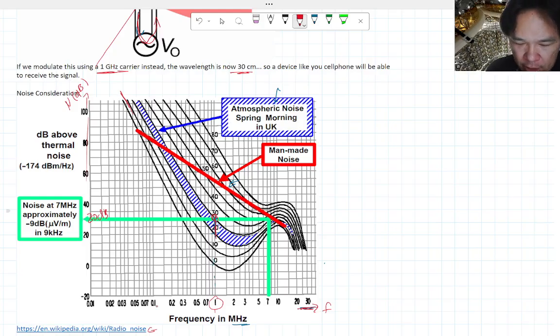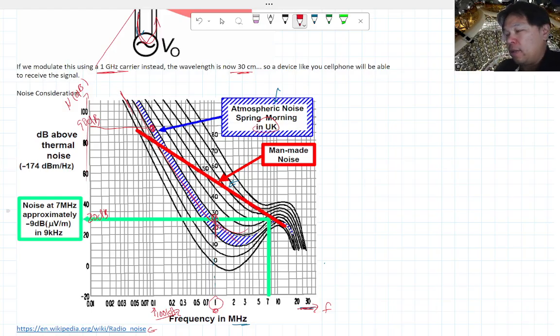So in this case, if I start at 1 megahertz, 30 decibels is noisy, but maybe we can deal with it. But if we go down to 100 kilohertz, 0.1 megahertz, the noise that you're going to see from the atmosphere, which is what this blue band is telling you, measured in the UK in the morning when there's very little noise around, I guess, you go up to 90 decibels.